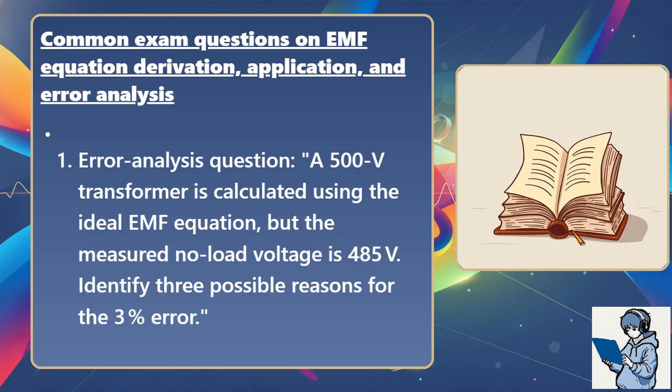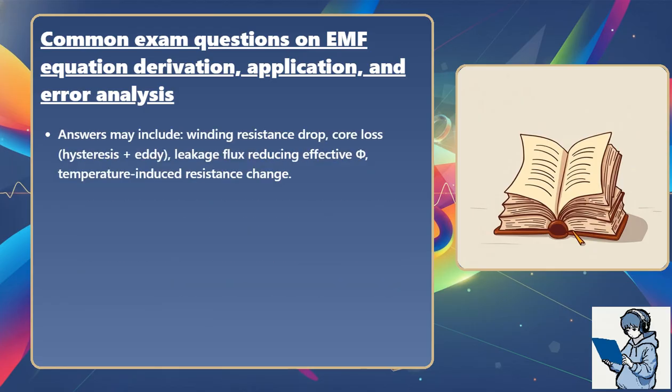3. Error analysis question: a 500-volt transformer is calculated using the ideal EMF equation, but the measured no-load voltage is 485 volts. Identify 3 possible reasons for the 3% error. Answers may include winding resistance drop, core loss (hysteresis plus eddy), leakage flux reducing effective phi, temperature-induced resistance change.